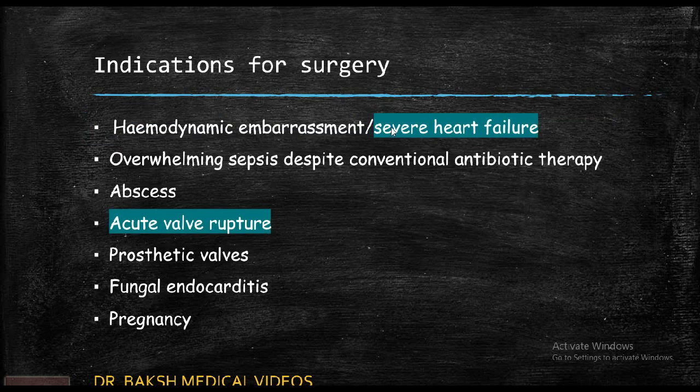Indications for surgery. The two strongest indicators for surgery are if there is an acute valve rupture or if there is very severe congestive heart failure. These two are very high yield points. Other than that, if it's a fungal endocarditis or even in cases of prosthetic heart valves, we go for surgery, adjuvant to antibiotic therapy as well.